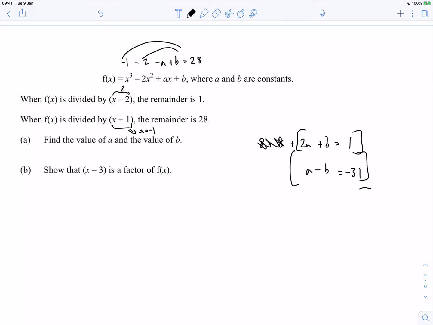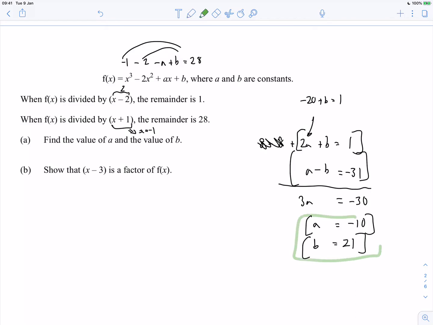Right, okay. So when I add these two together, the b's will cancel. 2a add a is 3a. B's cancel. 1 add minus 31 is minus 30. Divide by 3, a equals negative 10. If a equals negative 10, then 2 lots of a is minus 20 plus b equals 1. So it looks like b equals positive 21. So there's my final answers for part A.